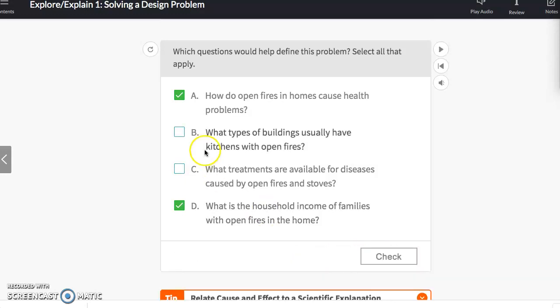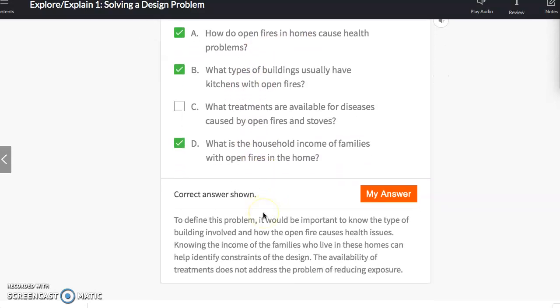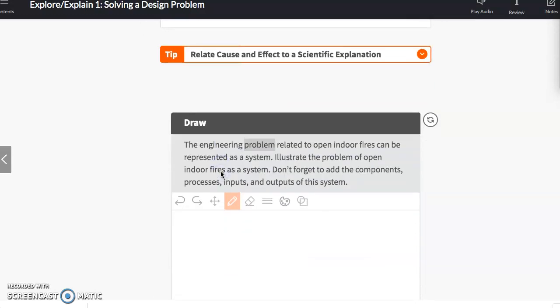So there's more than just these two. We can ask about the type of buildings. It's probably all of them. What type of buildings have open fires? You want A, B, and D. And the reason it's not asking about treatments is because our problem is not about treatments for the diseases. It's only about the homes. So how do open fires in homes cause health problems? What type of buildings do the kitchens have? And what is the household income? Gotta make sure that we don't have clicky fingers. Go a little bit slower.